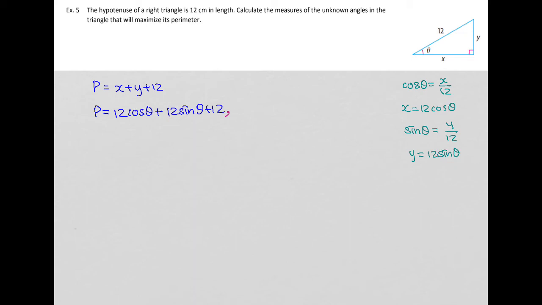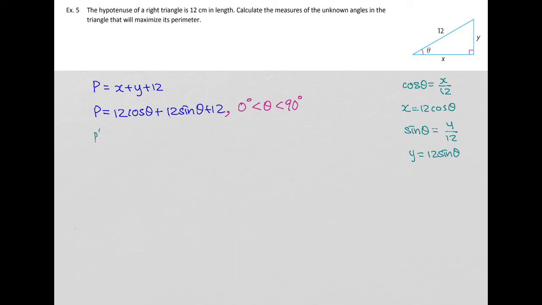Before we differentiate, we have to find the restriction for theta. So let's look at the diagram again, because that's a right triangle and this angle is already 90. So the maximum angle for theta will be 90, but not equal to 90, and the minimum will be 0, but not equal to 0 degrees. So let's look at our domain. 0 degrees less than theta less than 90 degrees. Now we have the equation, we have the domain, we are ready to do differentiation.